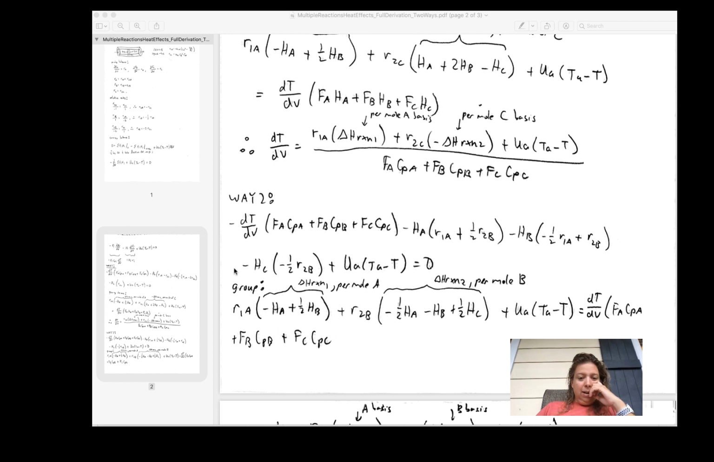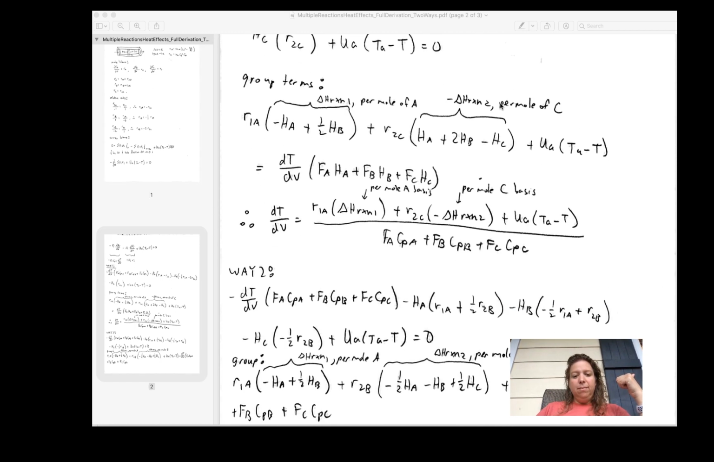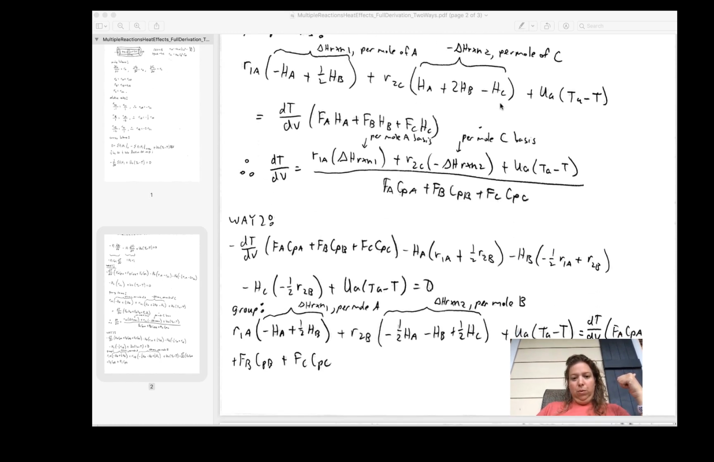And then here I have HC, and I want to multiply that by the rate of C in reaction 2. And I'm pretending again that I have this information in terms of B instead of C. If I had this information in terms of B instead of C, then my relative rate expression would say R2C divided by 1 is equal to R2B divided by -2. So again, R2C in this case would be equal to -1/2 R2B, which is what I have here.